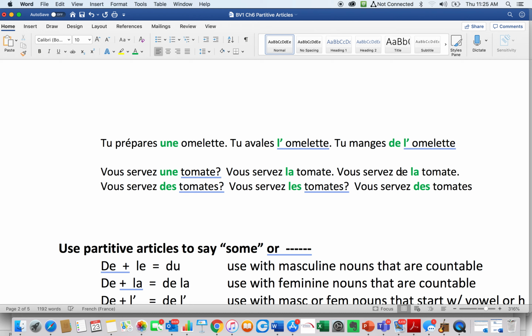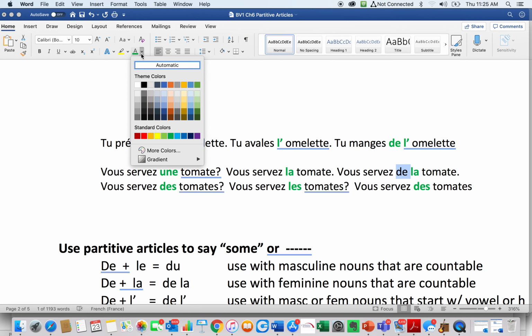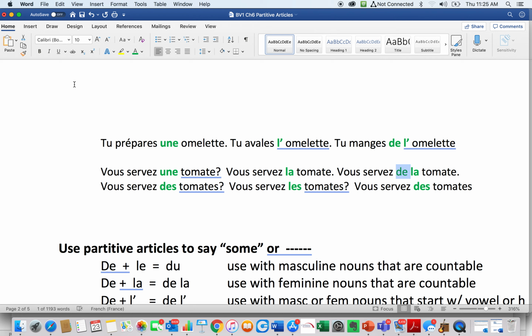That's kind of weird too because tomatoes are countable. So I don't really think it's possible to say "vous servez de la tomate," you serve some tomato. Say you had a giant tomato that won first prize at the county fair. It's so big you can only eat some of it. But this isn't a sentence you would see very often because tomatoes are countable. You're probably really rarely going to see something like that.